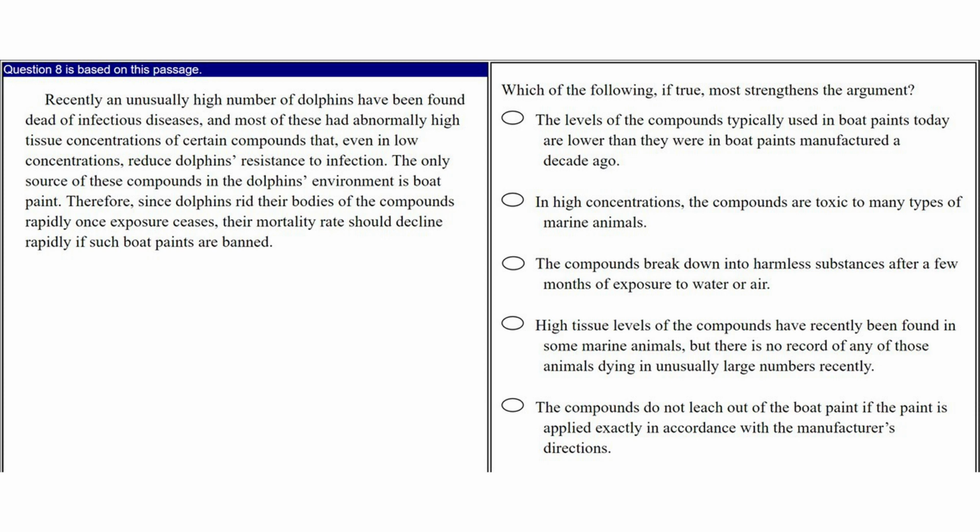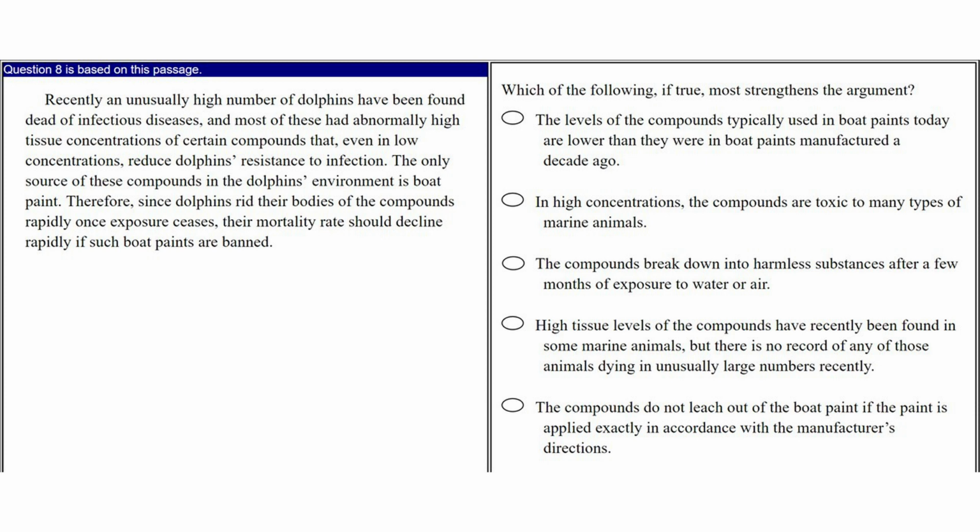Number 3, the compounds break down into harmless substances after a few months of exposure to water or air. Now that fits in perfectly with our second prediction. That's removing that weakness of, what about the boat paint that's already out there? This answer is saying, don't worry, the boat paint that's out there already will dissolve and break down soon anyway. So we've removed a weakness and therefore we've strengthened the argument.